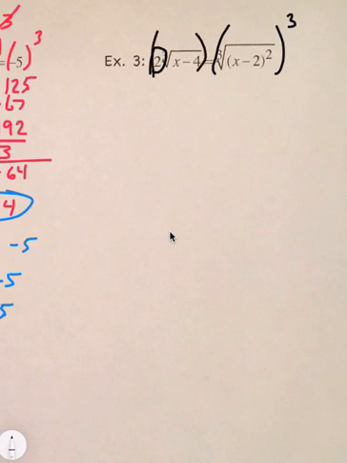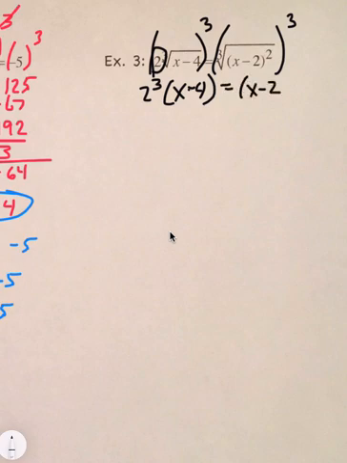Cube everything. So I have 2 cubed times x minus 4. And then I have x minus 2 squared left over. So 2 cubed, I can figure that out. That's 8, 2 times 2 times 2. So that's 8 times x minus 4.